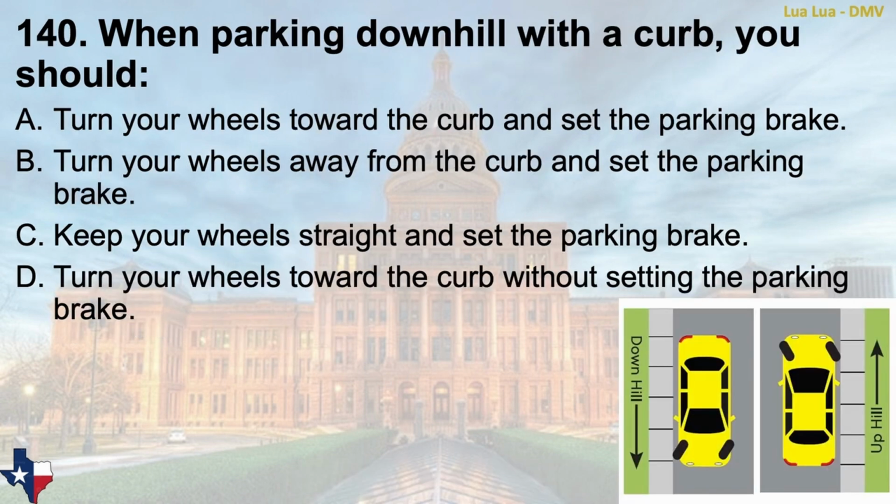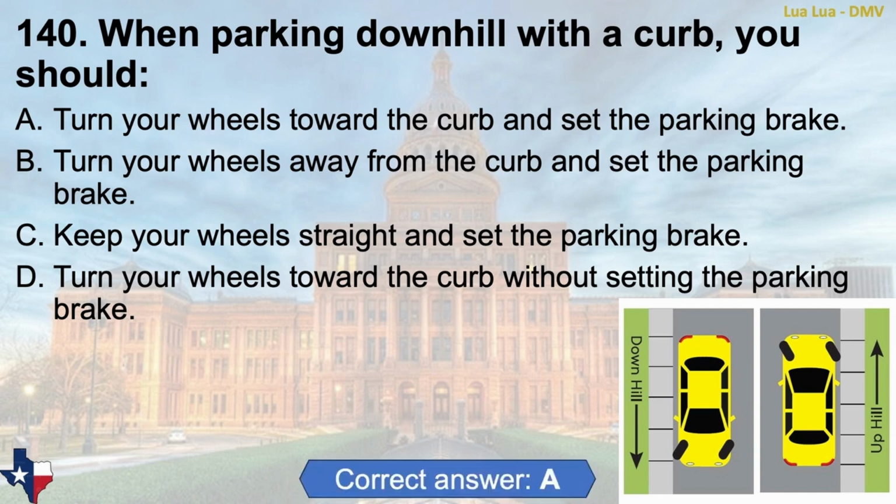Slow down to the posted school zone speed limit and proceed with caution. Question 140. When parking downhill with a curb, you should A. Turn your wheels toward the curb and set the parking brake. B. Turn your wheels away from the curb and set the parking brake. C. Keep your wheels straight and set the parking brake. D. Turn your wheels toward the curb without setting the parking brake. The correct answer is A. Turn your wheels toward the curb and set the parking brake.